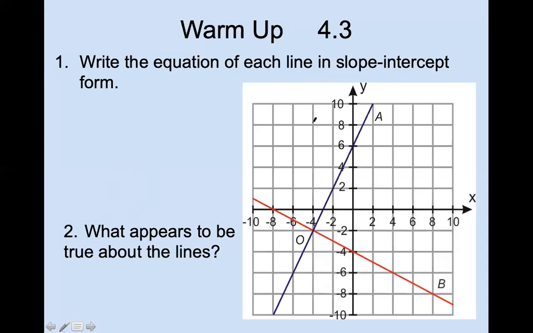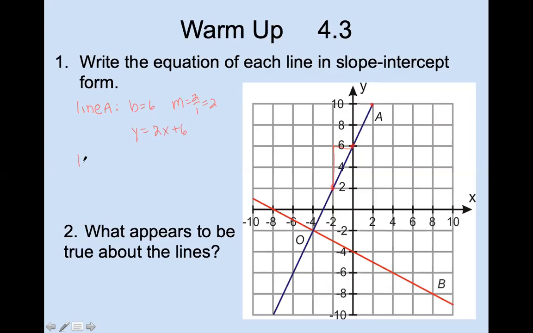So let's look at line A first of all. In order to write an equation in slope-intercept form, I need a slope and an intercept. So it looks like line A has a y-intercept here of 6. And it looks like it has a slope. Let's see here, to go from any point here, I'm going to fill in some dots, make it a little easier to see. Looks like it has a rise of 2 and a run of 1. So slope of 2 over 1, or just 2. So line A's equation would be y equals 2x plus 6.